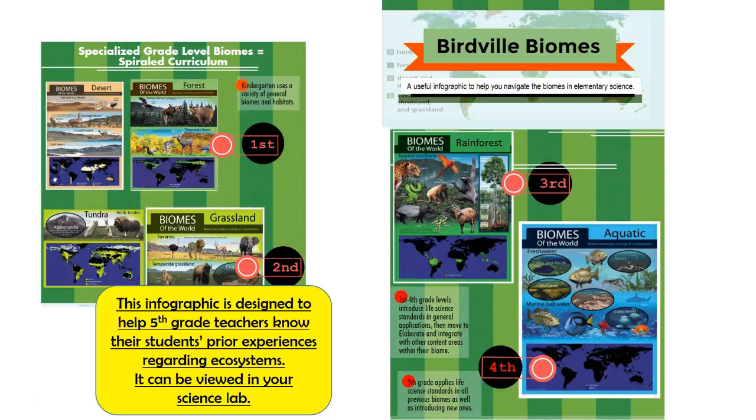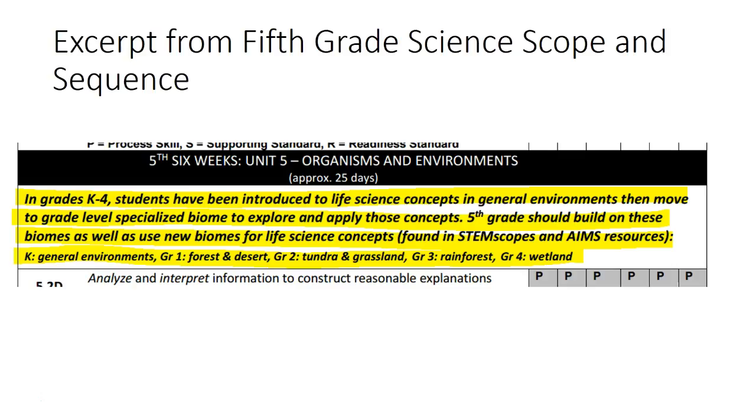Now, when we talk about different ecosystems and biomes for 5th grade, that can be in any kind of biome, not just these that are listed up here. But it will help with their application for their life science standards. Okay, and then just another reminder about this. This is from the scope and sequence, and this is just another text that kind of explains what I was just trying to illustrate with the infographic there, just so you know where they've been, so that you can build upon that.